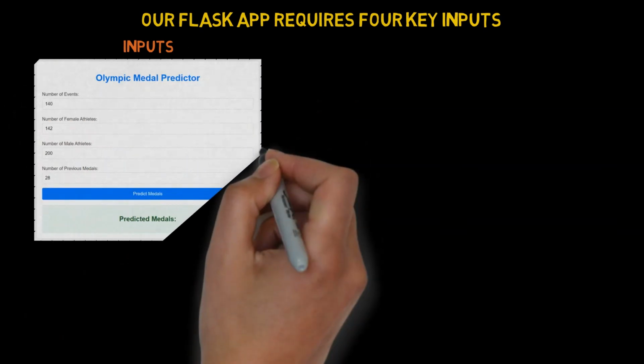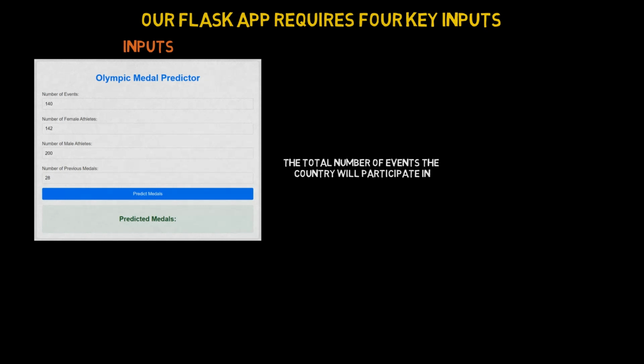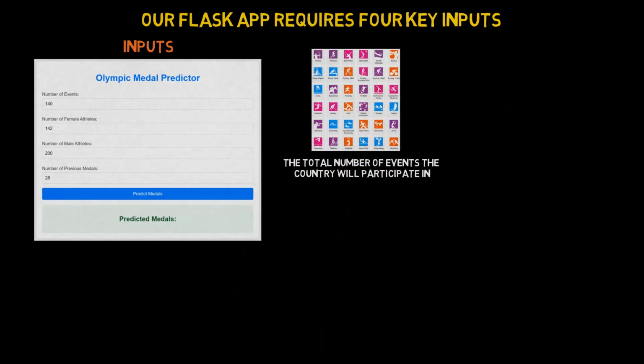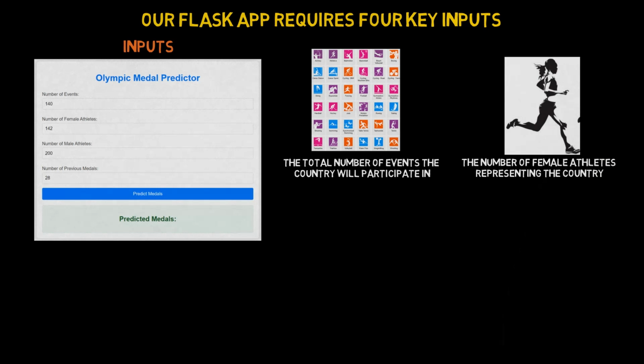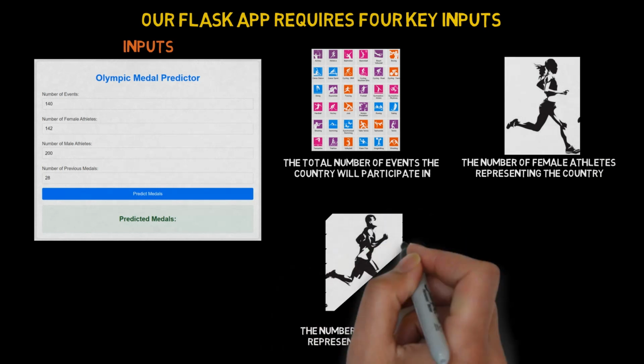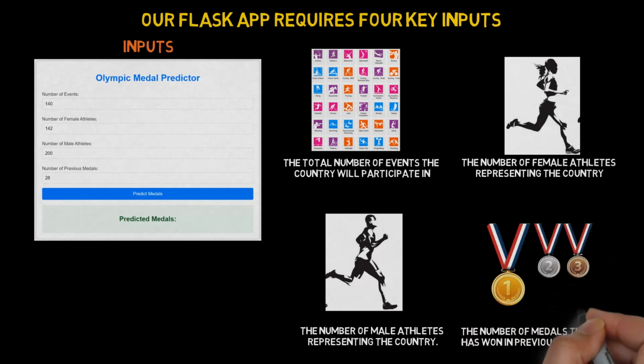In this video, I'll guide you through building a Flask app that takes 4 key inputs. Number of events. This is the total number of events a country participates in during the Olympics. Number of female athletes. Here, you'll input the count of female athletes representing the country. Number of male athletes. Similarly, this is where you enter the count of male athletes from the country. Previous medal count. This field is for the number of medals the country has won in previous Olympic Games.